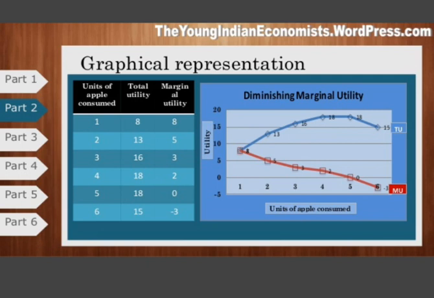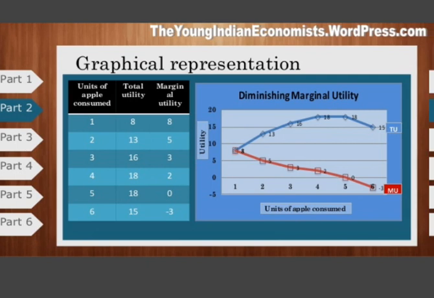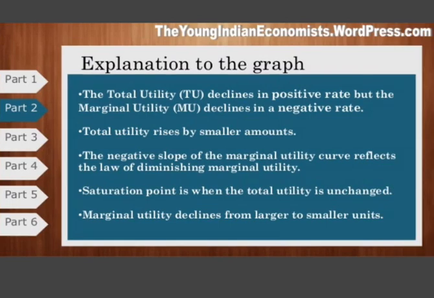Please take note of the following point. Then finally, this is just the explanation of the graph which I have just explained to you. So you can just see it yourself. Look at the explanation of the graph. The saturation point is where total utility is constant or maximum, and that's where marginal utility is 0. And when marginal utility declines below, it becomes negative, and that's when total utility is falling. So please take note of all this. It is very, very important.